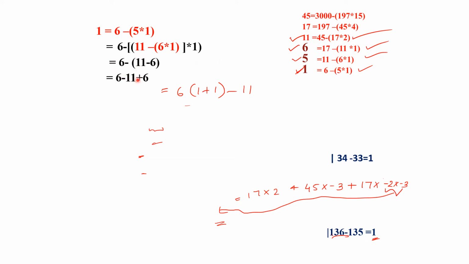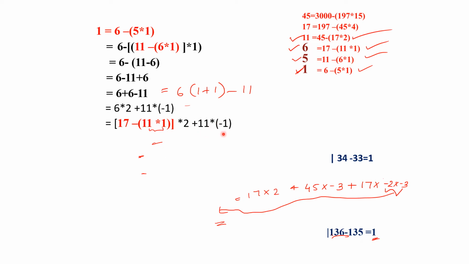So before doing that, I am rearranging the corresponding expression. So it will become 6 plus 6 minus 11, that is 6 into 1 plus 1 minus 11. So it can be written as 6 into 2 plus 11 into minus 1. Just rearranging the corresponding equations. Then after that, I am going to substitute for value 6. So 6 can be replaced with 17 minus 11 into 1 into 2 plus 11 into minus 1.